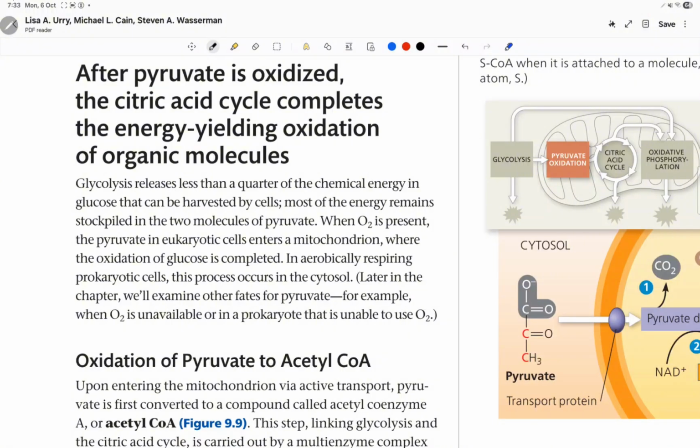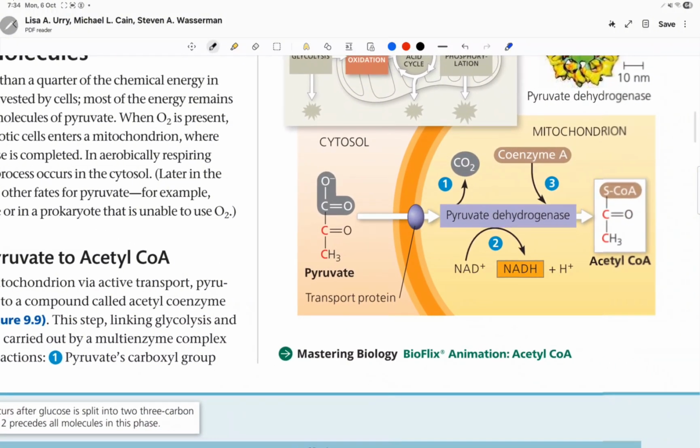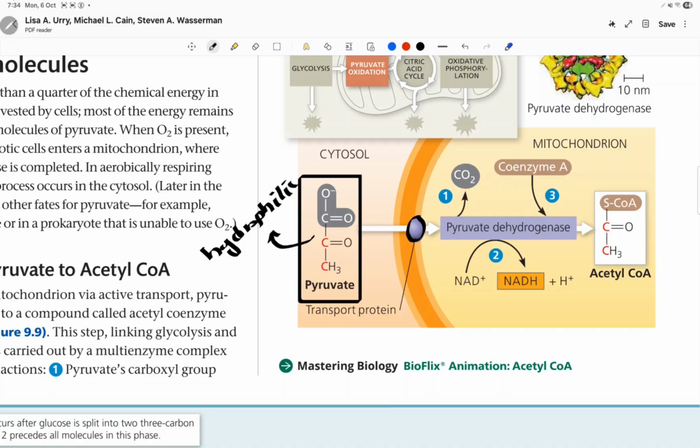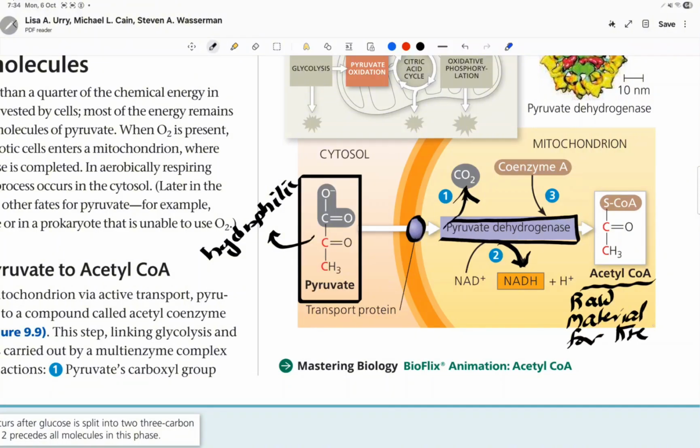Now, once we have made pyruvate, it cannot stay in the cytoplasm. It has to make it to the mitochondrial matrix by being transported on a transport protein. Why? Because it's highly hydrophilic. I mean, look at its negative charge plus how many oxygens it has. There, it will be broken down by the enzyme called pyruvate dehydrogenase to make you CO2, to make you NADH, and also to make you acetyl-CoA, which is going to be the raw material for the Krebs cycle, or as the book calls it, the citric acid cycle.